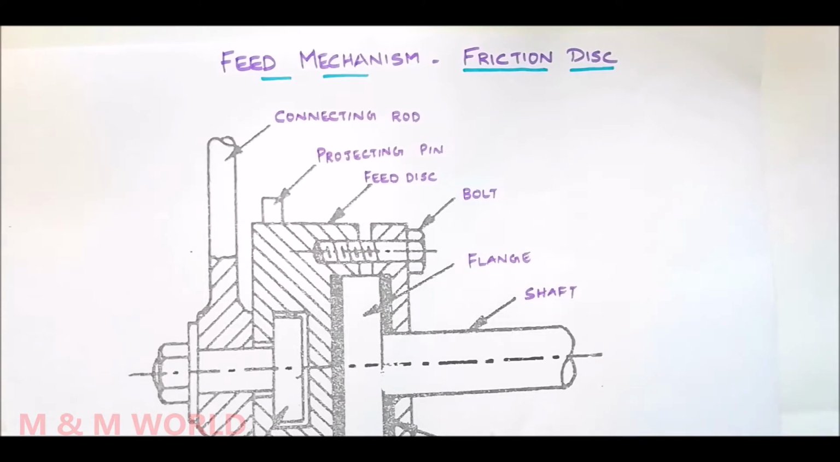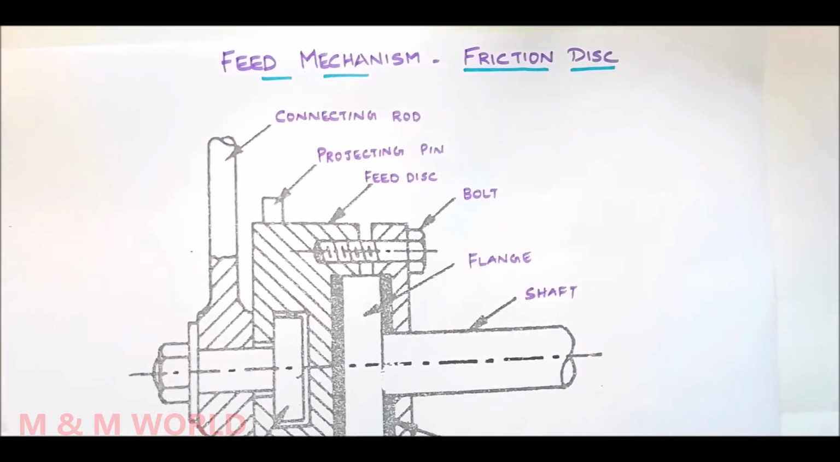With the friction feed disc, only a part of the revolution of the bull gear is used to operate the feed gearing at the end of the return stroke. During the rest of the period, the feed mechanism remains inoperative. So, this is the feed mechanism by a friction disc.